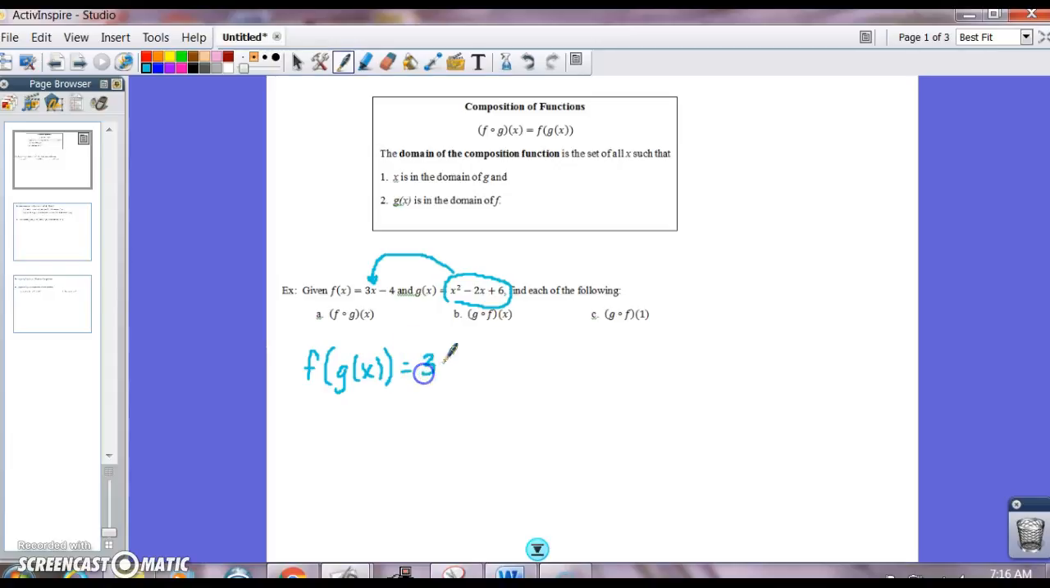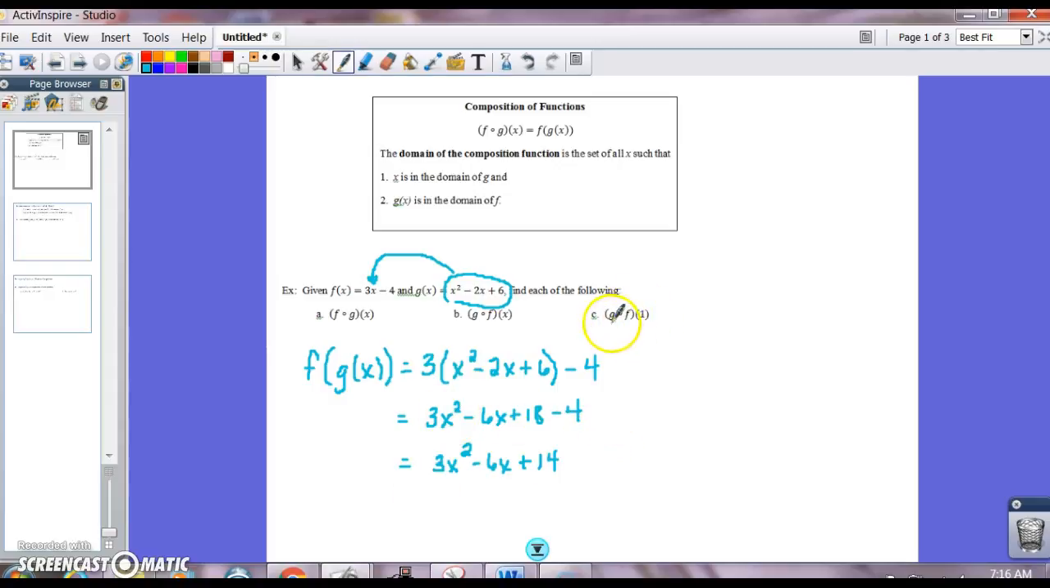So I have 3 times x squared minus 2x plus 6. And from there, if I just distribute, I end up with 3x squared minus 6x plus 18. Oops, and I forgot my minus 4 on the end, so then it's minus 4. And so my final answer would be 3x squared minus 6x plus 14. So that would be the composition of f of g of x.